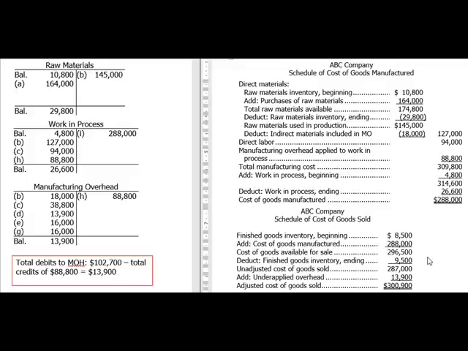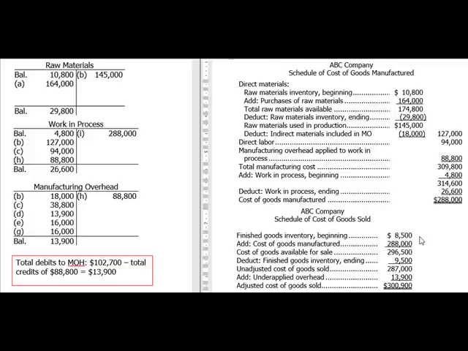So now we'll prepare our schedule of cost of goods sold using that same basic formula that we see over and over again in accounting. And this time the formula is going to look a little bit different since we're dealing with a manufacturing company. If this were a retailing company, we would be adding the cost of purchases to our beginning inventory, but we're not buying our inventory, we're making it ourselves. So let's take a look at how we'll prepare this schedule.